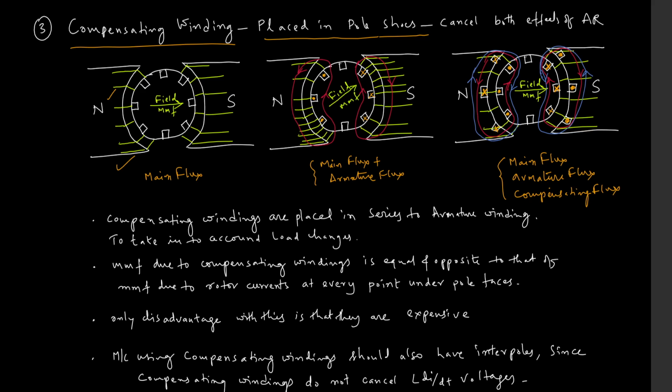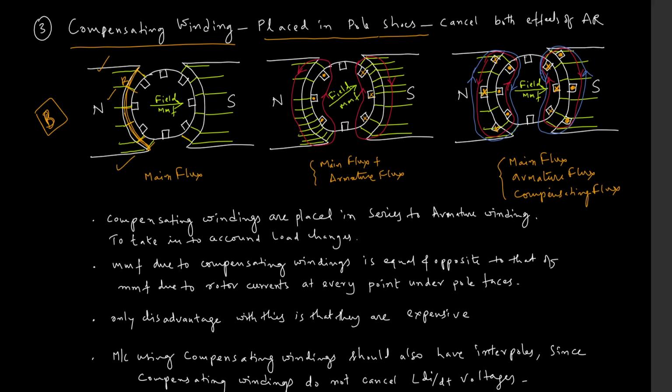And now the main flux distribution is normal as usual. This is normal flux distribution in the machine, right? The flux density across the pole face is constant. I'll come back to this point later. The flux density across the pole face is constant in this case.